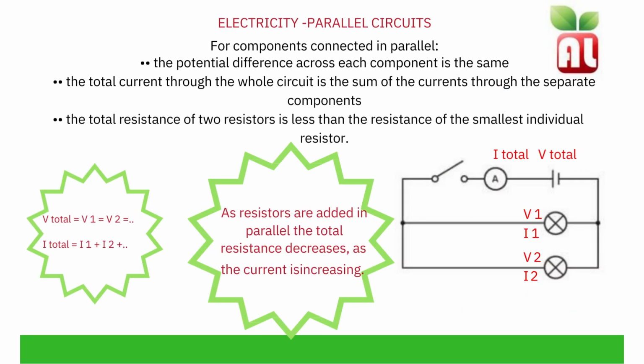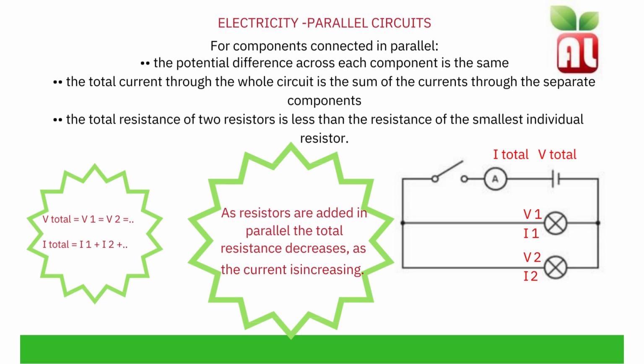Parallel circuits. For components connected in parallel, the potential difference across each component is the same. If you have a 6-volt battery, each branch in your parallel circuit will be provided with 6 volts of potential difference. The total current through the whole circuit is the sum of the currents through the separate components. If you have a total current of 3 amps, that may be the sum of the current of 2 amps through the first branch and 1 amp through the second branch.